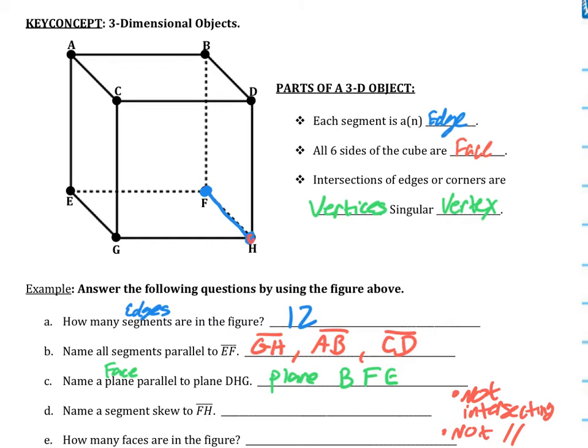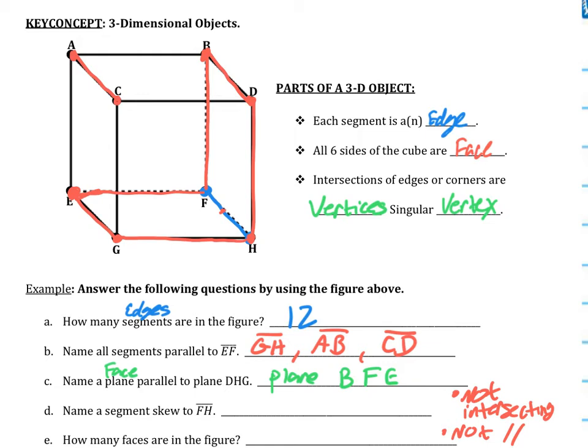The first segments that intersect it are HD, HG, FB, and FE, right? Anything that shares an endpoint, essentially. The next thing we're going to do is eliminate anything parallel. So again, think about wrapping around the figure. We're going to wrap around the figure, and any segment that we hit when we wrap around is parallel. So EG, AC, and BD are all parallel to FH.